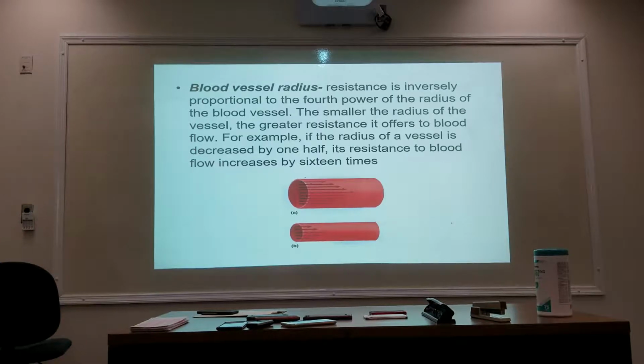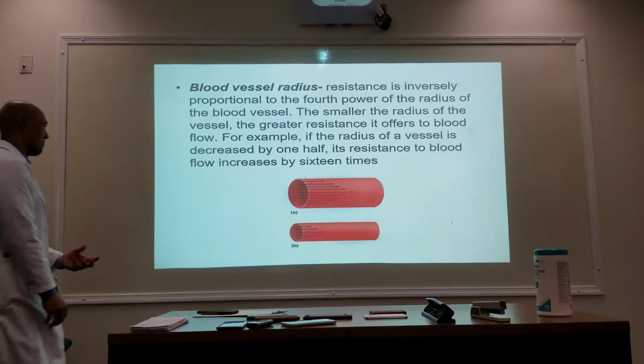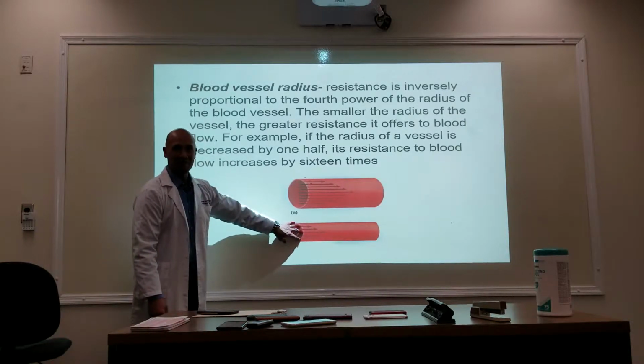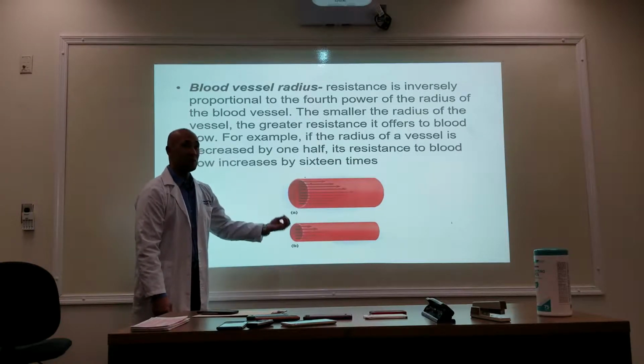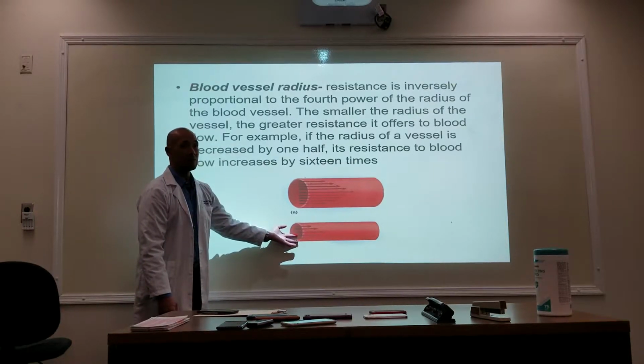Going back to what we just said, do you know what that means? Resistance is inversely proportional to the fourth power of the radius of the blood vessel. So I think what it means is the smaller the radius of the vessel, the greater the resistance it offers to blood flow. For example, if the radius of a vessel is decreased by 1/2, its resistance increases. Smaller the vessel, the more resistance, because there's more of the solution coming in contact with the vessel walls.